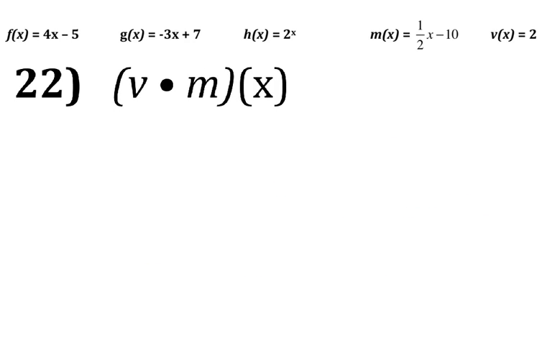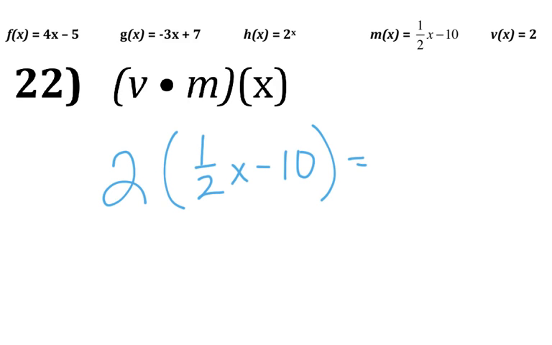Number 22, v times m. So I'm going to take v, which is 2, times m. And again, I'm going to distribute. So 2 times 1/2 is 1. And 2 times -10 is -20.